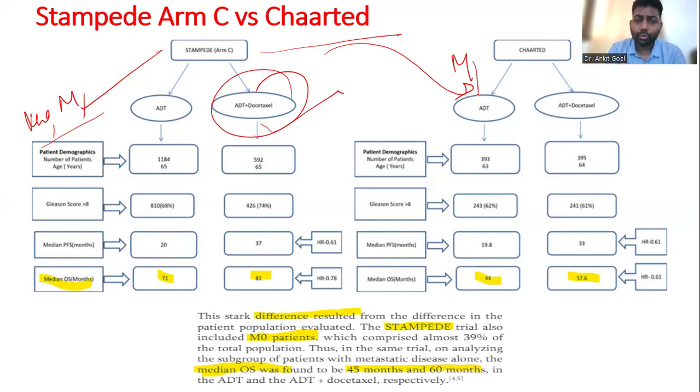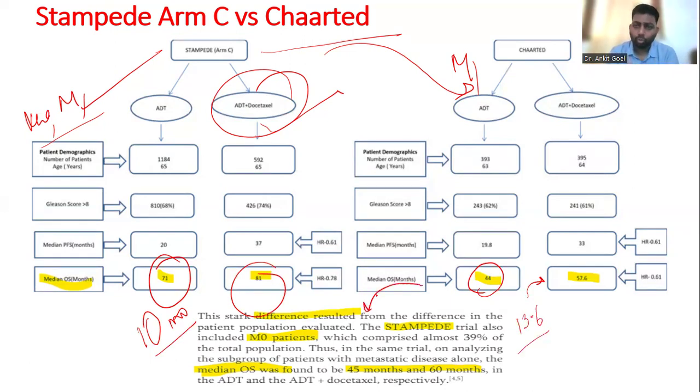Now, if we move on to the outcomes of these two trials, we are aware of the median overall survival in STAMPEDE arm C. Then how is it different from CHAARTED? Why is the survival in CHAARTED so much less? From 44 to 57.6 is the overall survival, so the increase was 10 months here, and here it was 13.6 months. The striking difference is, if we go back to the inclusion criteria, STAMPEDE had non-metastatic patients, and that is the reason why they have better overall survival rates compared to CHAARTED, which only included metastatic patients.